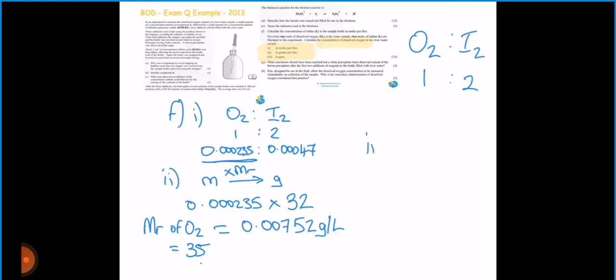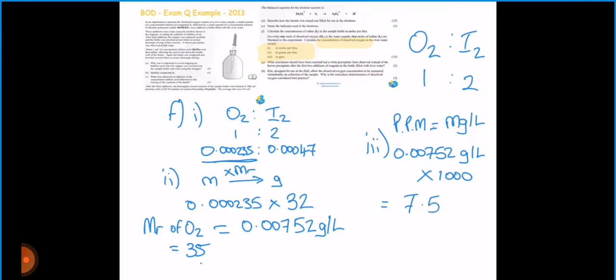Then for part 3, which is the last part, it asks for it in parts per million. And if you remember, we know that parts per million is the same as milligrams per litre. So we have 0.00752 grams per litre. So we already have the litre. To get it from grams to milligrams, you have to multiply by 1000. And that will give you 7.52 parts per million.